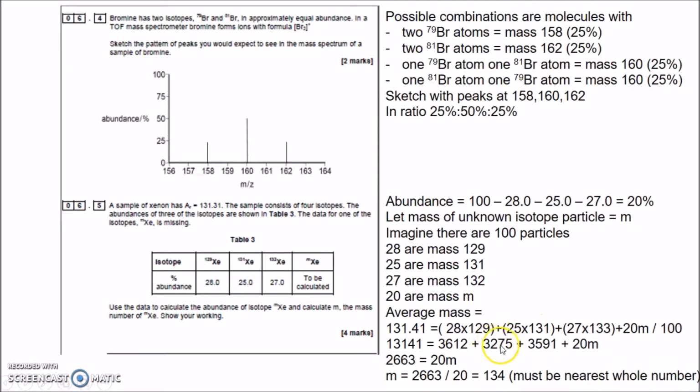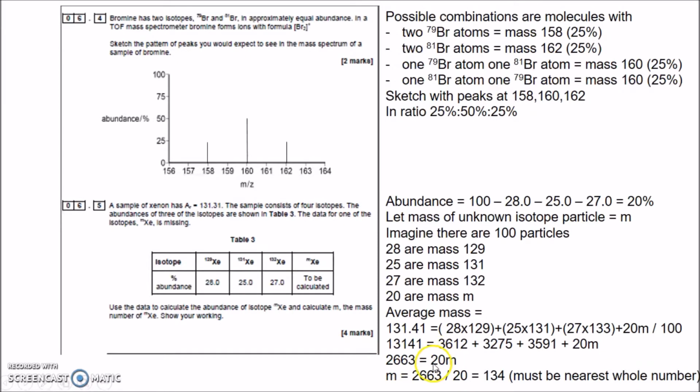25 times 131 is 3275. 27 times 133 is 3591. 20m is just 20m. I'll take all of these numbers across to the other side and subtract them from 13141. So 13141 take away 3612, take away 3275, take away 3591 equals 20m, and 2663 equals 20m.